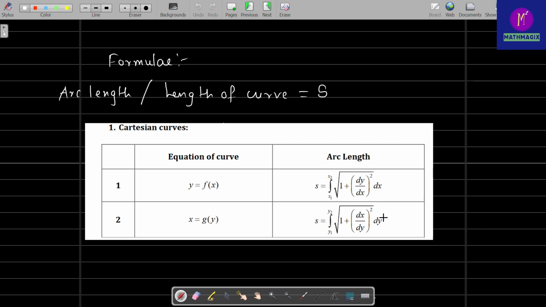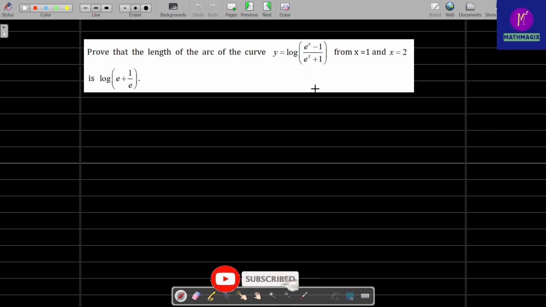Let us see some problems based on this type. These are simple problems where we are given a curve and also the limits in the problem itself. Prove that the length of the arc of the curve y equals log of (e^x minus 1) upon (e^x plus 1) from x equal to 1 to x equal to 2 is log of (e plus 1) upon e. So let us try to prove this, and let us try to find out the arc length of the curve.